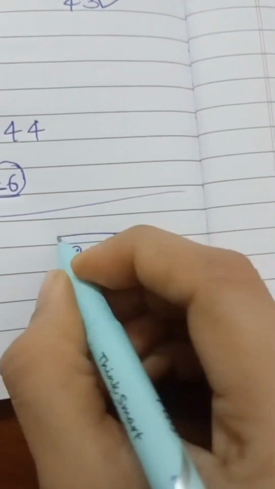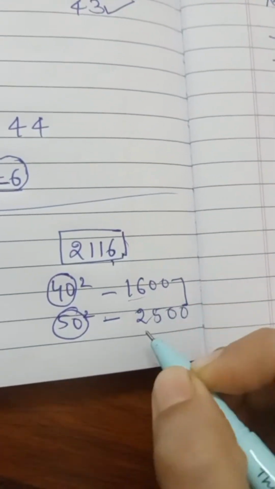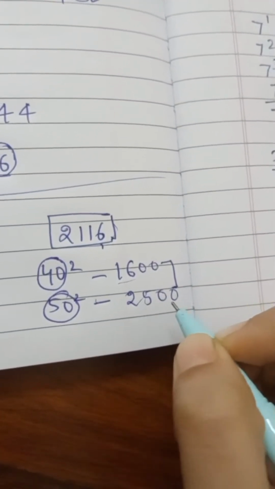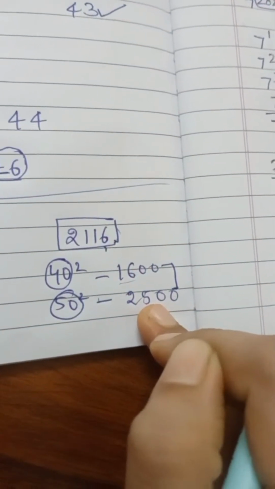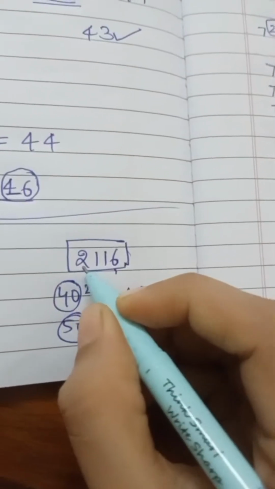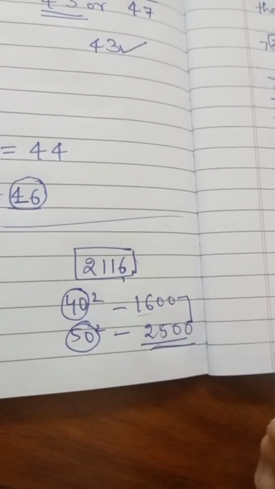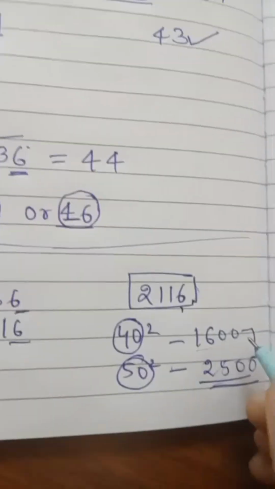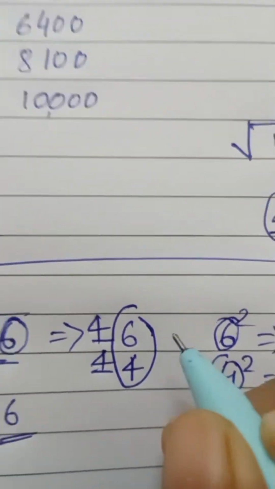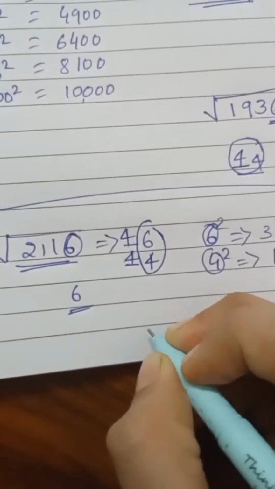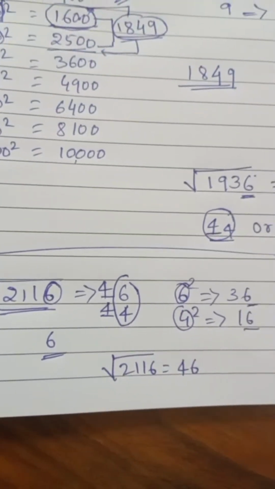Now is 2116 near to 1600 or 2500? By looking at this, we can tell 2116 is near to 2500. So we should take the larger number, that is 46. So now we can write the square root of 2116 is 46.